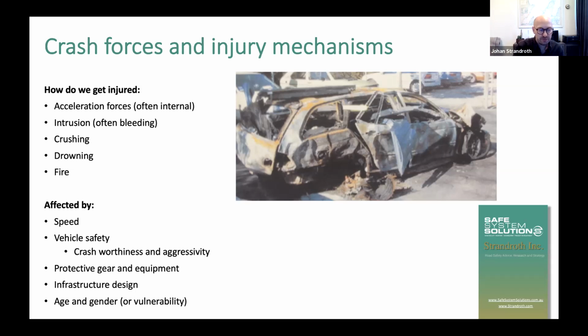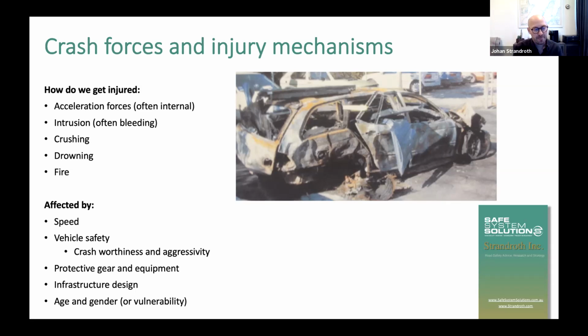Protective gear and equipment, of course, so seat belts. If I have my seat belt, acceleration levels would still be the same in the end, but I don't experience the same peak acceleration when I hit the steering wheel as if I don't have the seat belt. If I have the seat belt on, I'm going to experience a much more consistent and lower peak acceleration during the crash phase.